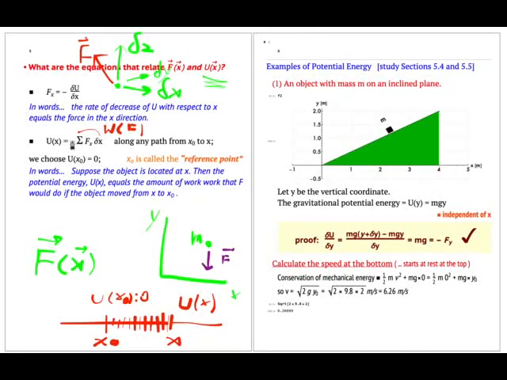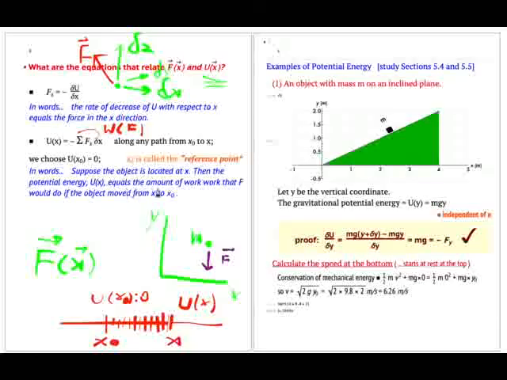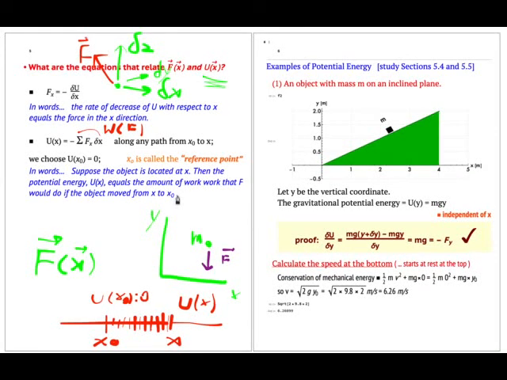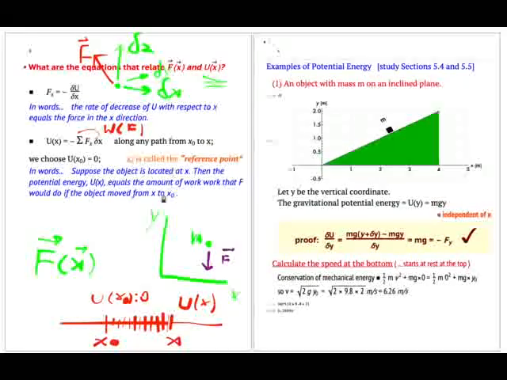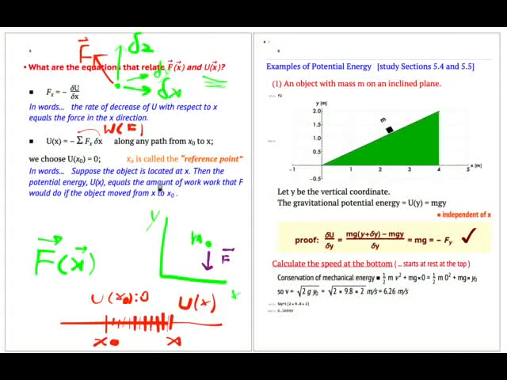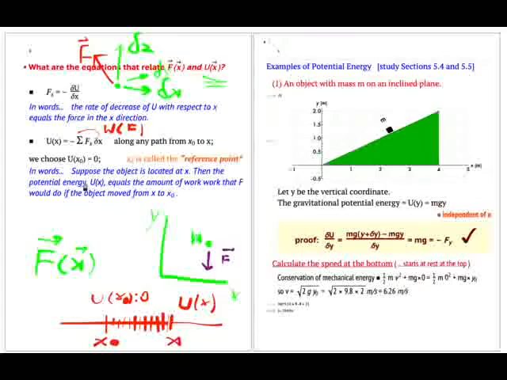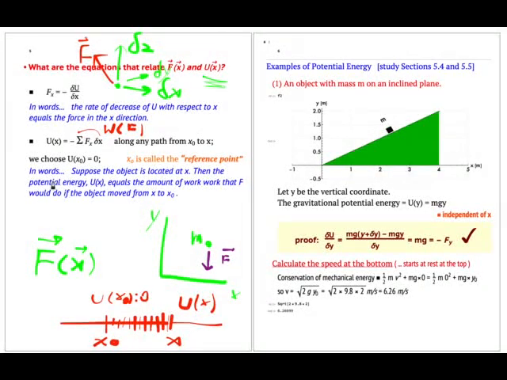It's the negative of the amount of work that F would do if the object moved from x0 to x. But if the object is moving not from x0 to x, but from x to x0, then the amount of work done by F is exactly the negative of the amount of work that it would exert in moving from x0 to x. So to take into account this negative sign, U of x equals the amount of work that F would do if the object moved from x, where it's located, to the reference point.